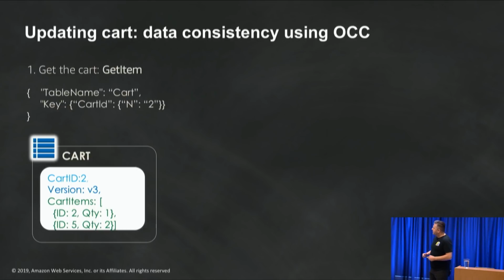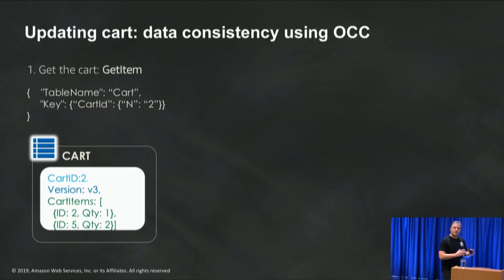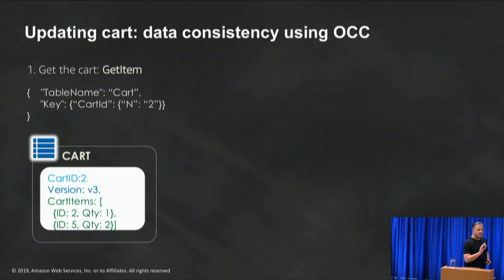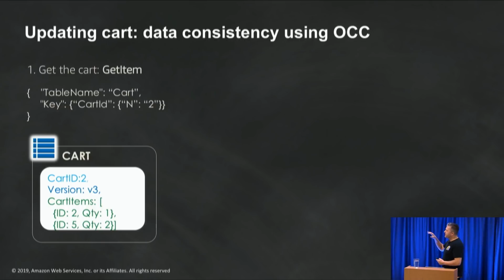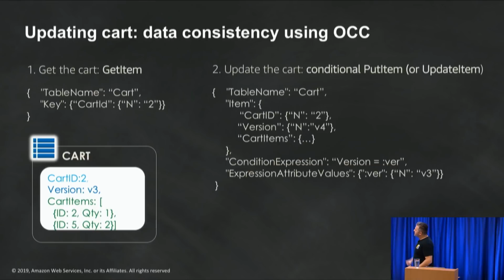So we do have to read the cart data, and so we use the GetItem API. Now you might be wondering, should this be an eventually consistent or a strongly consistent call? And I'm going to let you sit on that thought and think about it for a moment as we step through the process here.